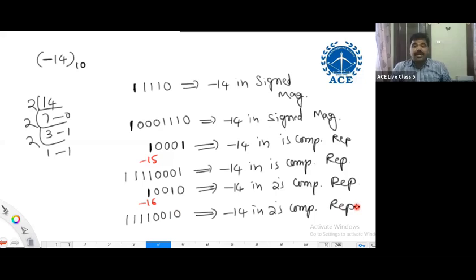Here we can extend with the 1 in 1's complement and 2's complement. But in the magnitude, whenever it is required to extend the bits, how can I add ones? If I add ones here, it will be changing. The value will be changing. Check it correctly.